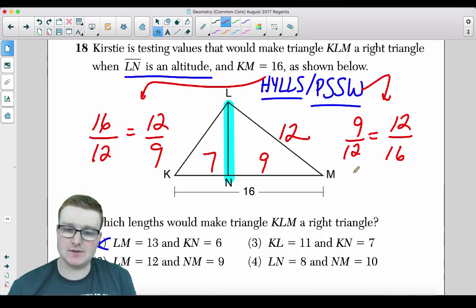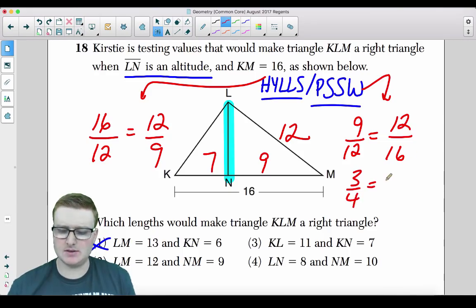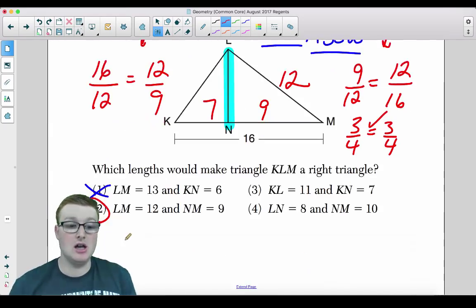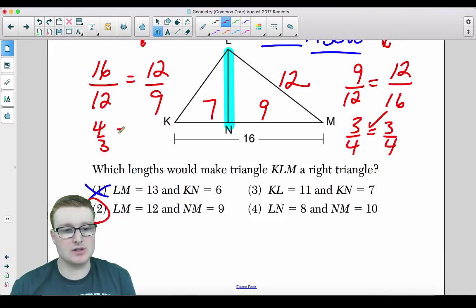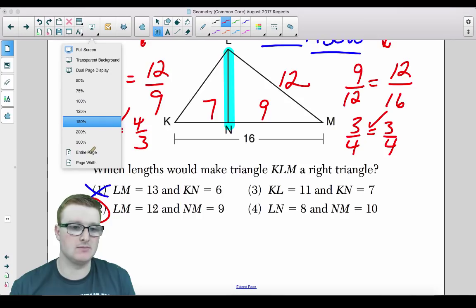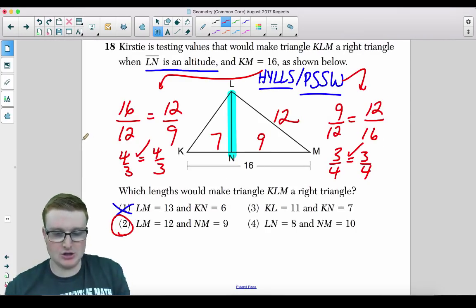So 9/12, when you reduce that in simplest form, that's 3/4. 12/16, that's also equal to 3/4. Hey, wait a minute. Those are the same fraction. Choice 2 is the answer. If you look at the other one, over here, it's pretty much the same thing. This is just 4/3 equals 4/3. Same fraction. It works. Your answer is choice 2. Okay? Just know how to do your triangle proportions, and you are good to go.